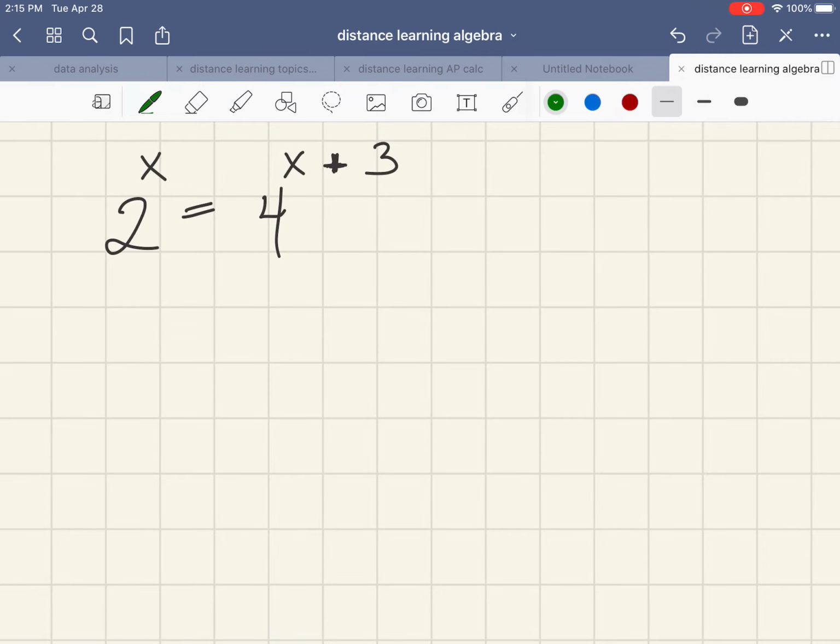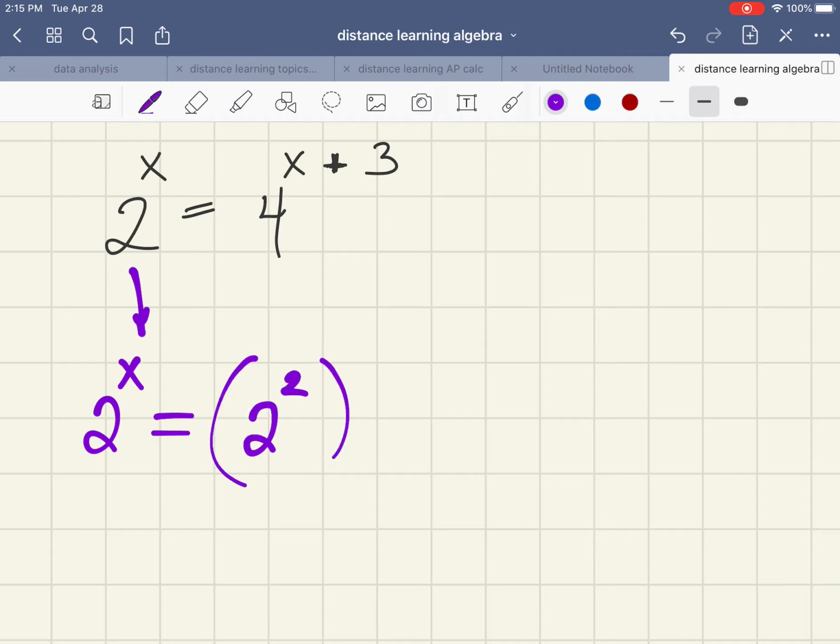And then lastly, we have a problem like this. It's a little bit different. We're going to incorporate a couple different properties this time. So we have 2 to the x. I'm going to keep that the same because I see a 4 there. 4 is 2 squared. Okay, so we have 2 squared raised to the x plus 3 power.